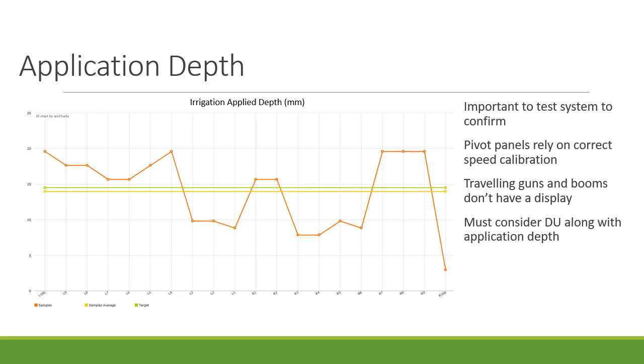So there's a graph here that shows the importance of this. So in our test we were trying to apply 14.5 millimeters and we have a calculated average, which is the yellow line, of 14 millimeters, so 0.5 millimeters different. You'd think that's great. However, this system has a DU of 0.5. So we can see that although the average target depth is exactly what we want, we've got these really high bits of water and these really low underwatered parts of our paddock. This is why we really need to get that distribution uniformity sorted to make sure that our application depth is even across the field.